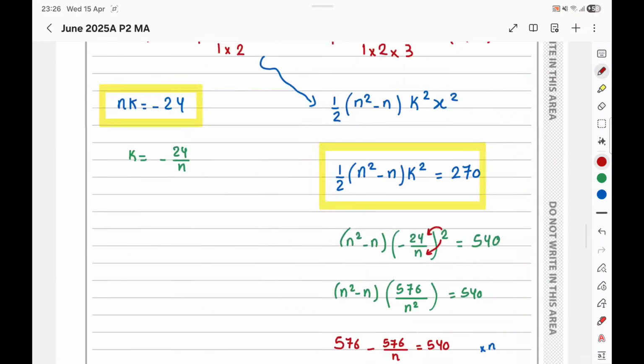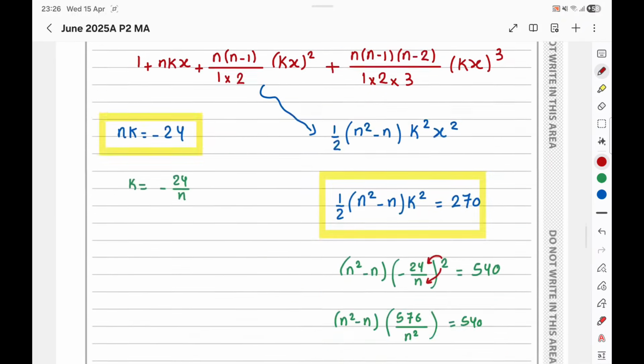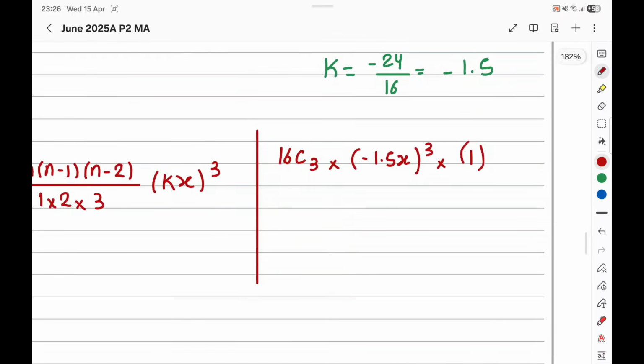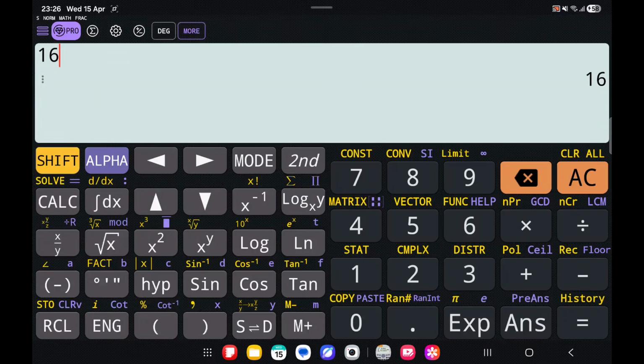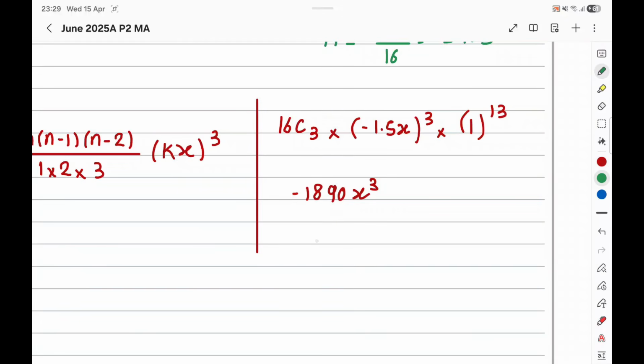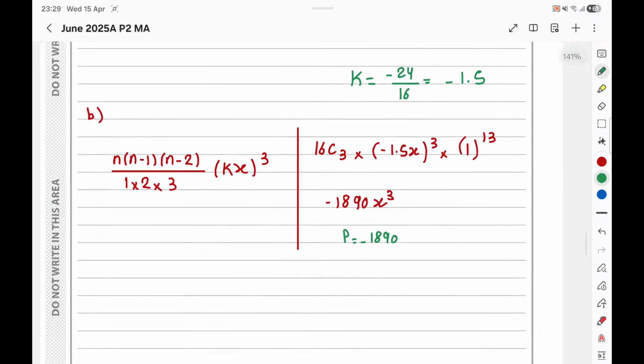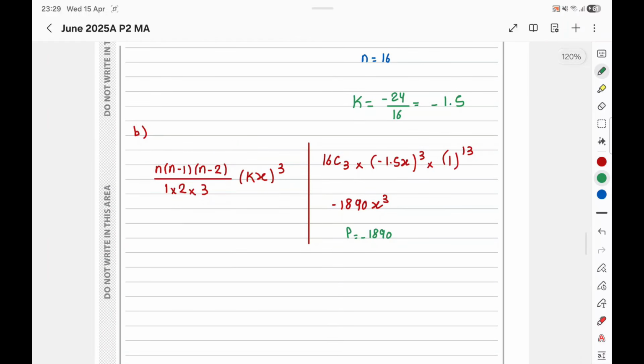The first term in the bracket is 1, 1 to the power of 16 minus 3, which is the power of 13. It doesn't matter. 16C3 times negative 1.5 to the power of 3 is negative 1,890. So p is equal to negative 1,890. It is the same value if you substitute in this rule.